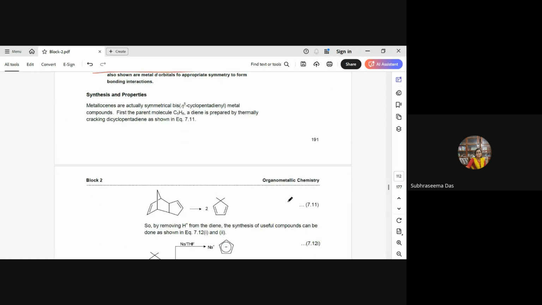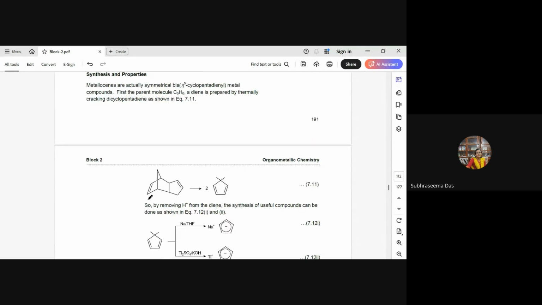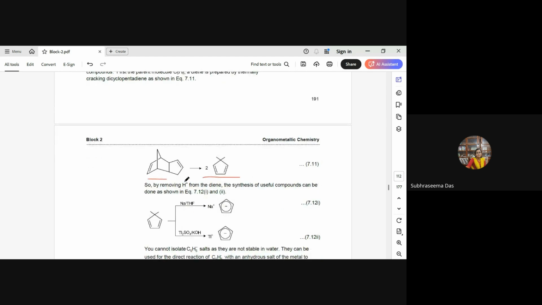Then coming to the synthesis and properties. So metallocenes are symmetrical metal compounds. First, the parent molecule, C5H6, is prepared by thermal cracking, or thermal breakdown, of dicyclopentadiene. So first we take the dicyclopentadiene, it is heated, and it forms the cyclopentadiene. After the cyclopentadiene has been formed, one H plus is removed from the diene.